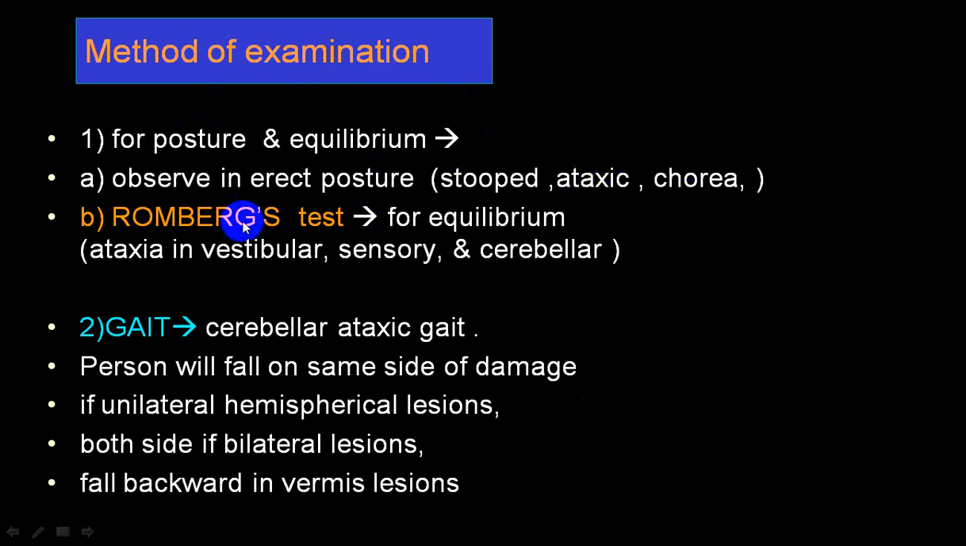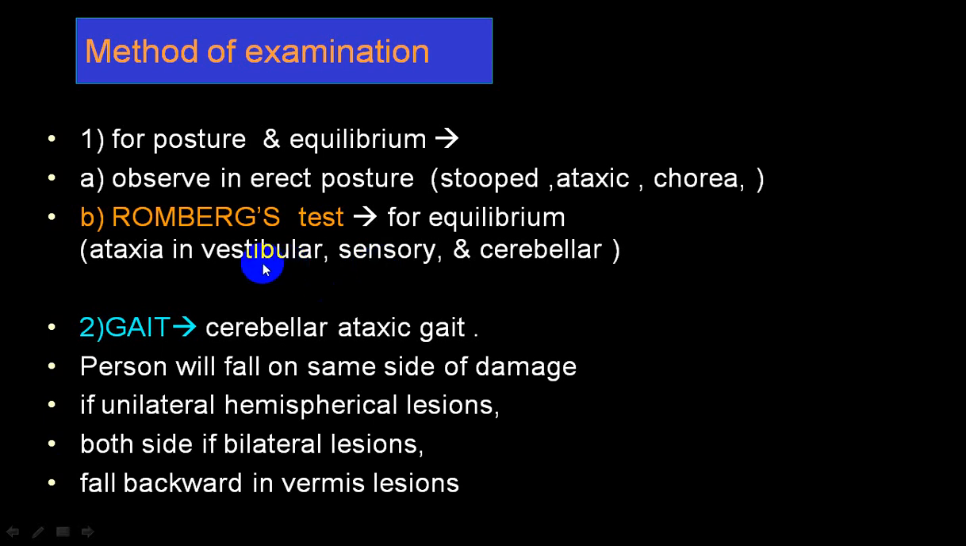Second best simple test is a Rhombus test. Even with a broad base, person will not be able to maintain the balance, whether with eye open or eye closed. Classical in case of a cerebellar ataxia. But you will have to differentiate from vestibular and sensory. In sensory ataxia, person will try to stand with a little broad base, eye open. As soon as he closes the eye, he will have a fall.